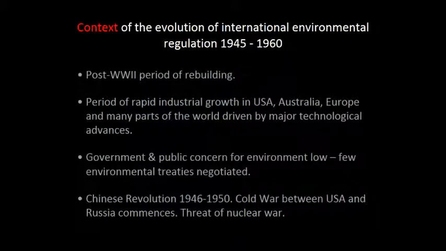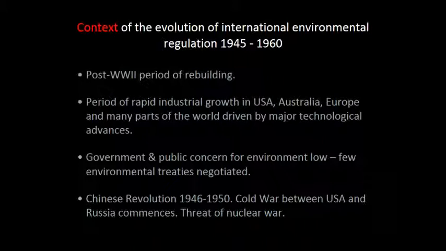So the context: you recall yesterday when we looked at the UN Charter and the like, it was in the context of 1945 to 1960, and I said it was a period of post-World War II rebuilding, little interest in the environment, very few treaties negotiated during that period.